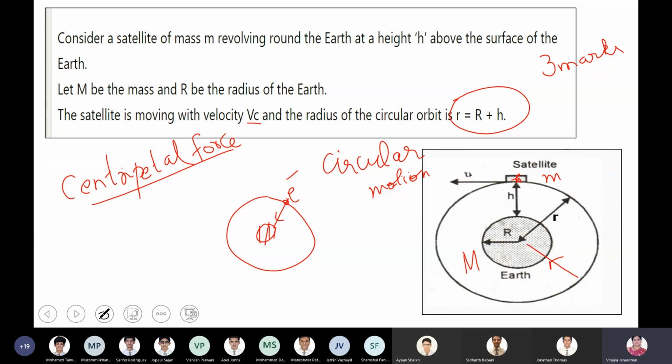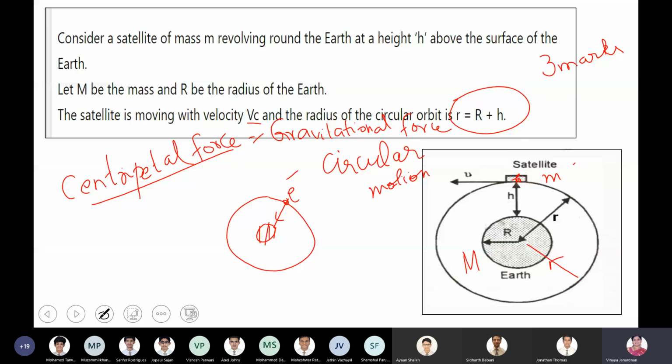What is the force between these two? What do you call this force? The force exerted by the Earth. Gravitational force. Right? There are two bodies in the universe. One is the satellite of mass m, the other one is the Earth of mass capital M. And the force between them is your gravitational force. From Newton's law of gravitation, what is the force between Earth and the satellite? Like GMm by R square. Yeah, correct. It's a gravitational force, correct, boys?